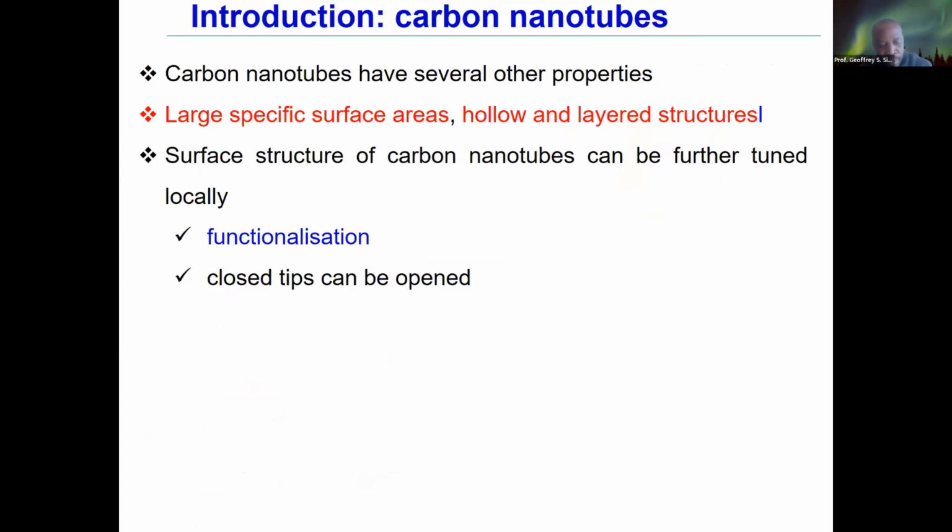And I think an important property that has rendered them useful in water treatment is that they've got a large specific surface area. They are hollow and also they have layered structures. But what we should also notice here is that these materials can be modified depending on the application that one wants. They can be functionalized, and also because they put some caps at the ends, those caps can be opened up, and so on and so forth.